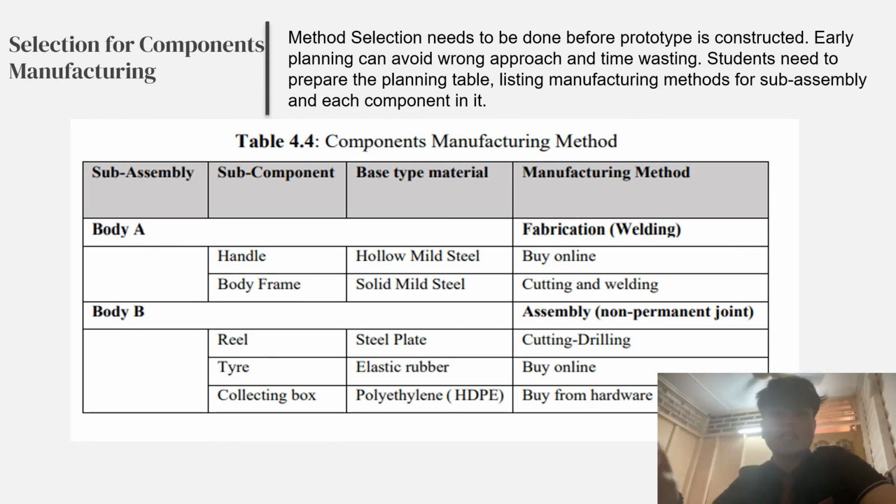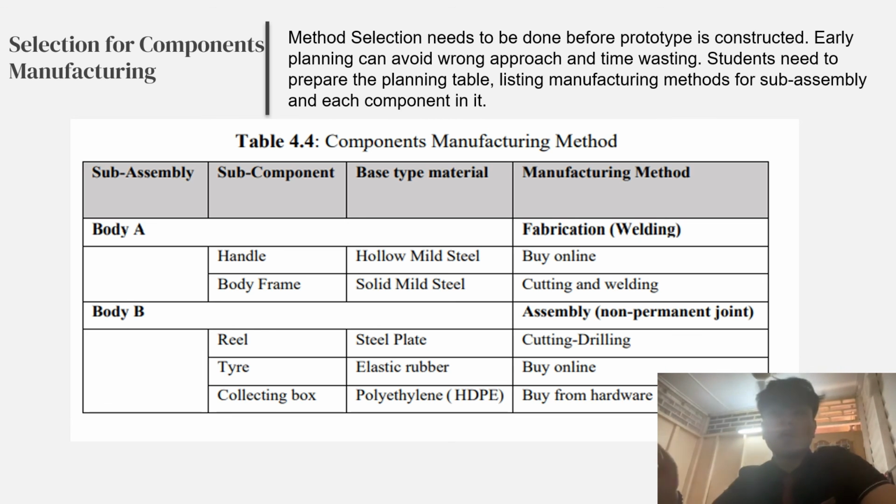Okay, next is the selection of component manufacturing. Method selection needs to be done before the prototype is constructed. Early planning can avoid wrong approaches and wasted time. We need to prepare a planning table listing the manufacturing method for each sub-assembly and each component in it. We can see table 4.4, which shows the component manufacturing methods, with sub-assembly, sub-component, base type material, and manufacturing method.